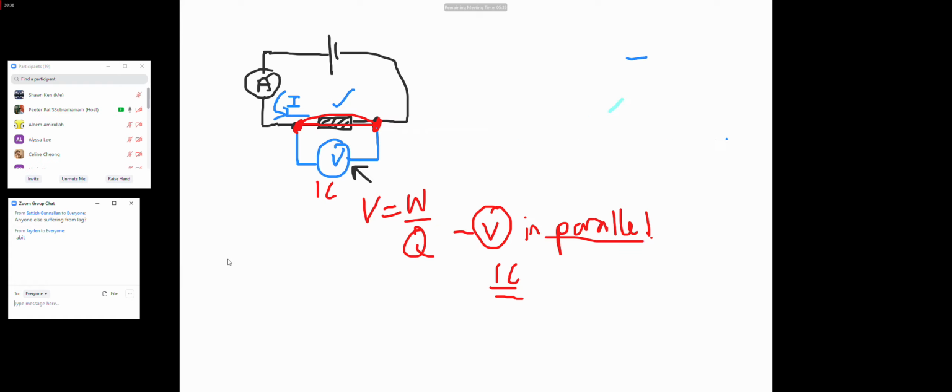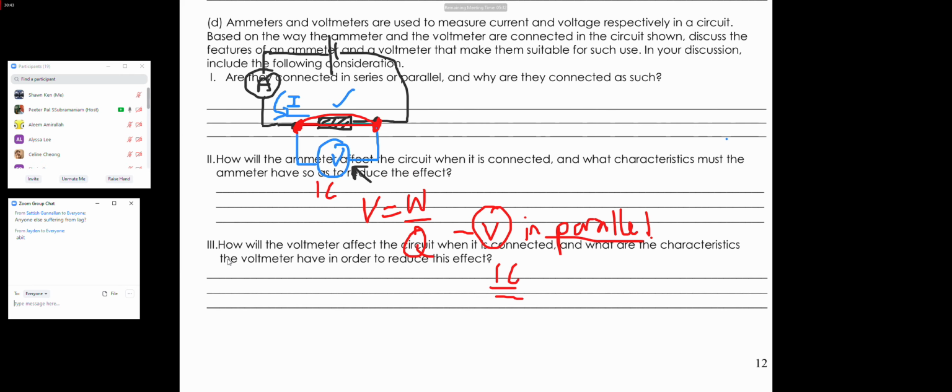Okay, next question. In the same question, they're asking us to explain why they are connected in series and why they are connected in parallel. So why is the ammeter in series? I explained already. Why is the voltmeter in parallel? I explained already.